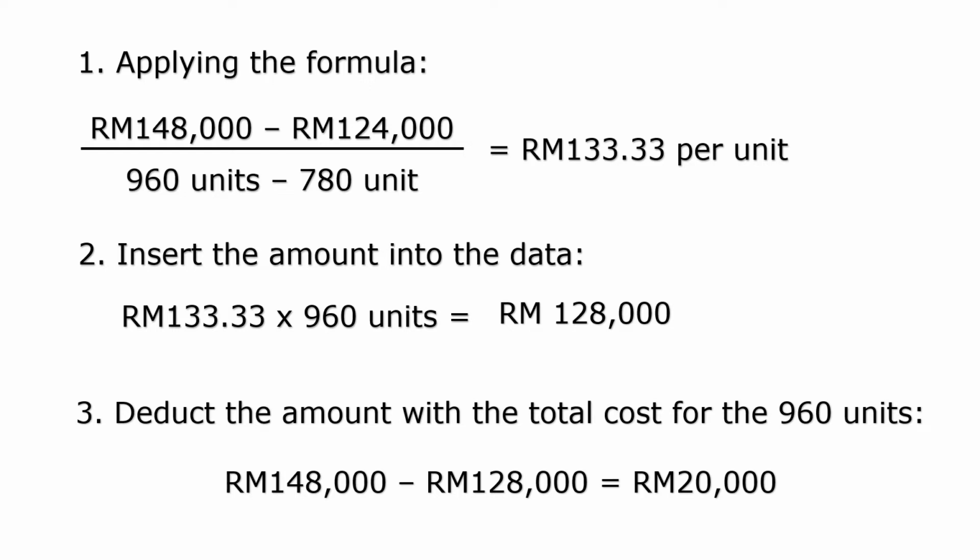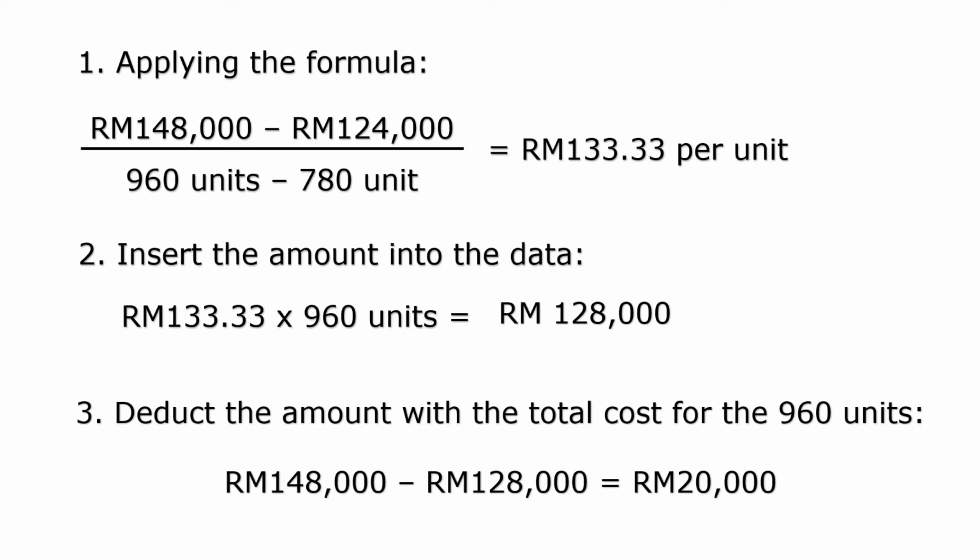Next, we insert the variable cost per unit, the 133 ringgit and 33 cents, and multiply this with, in this example, the highest units, the highest activity level. So I multiply the variable cost per unit with the highest activity level, in this case the 960 units, and this will give us the total variable cost. In this case, the total variable cost for the 960 units is 128,000.